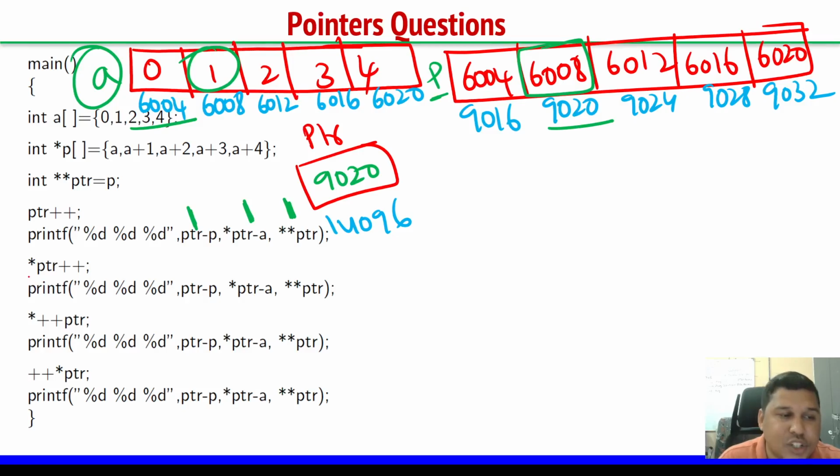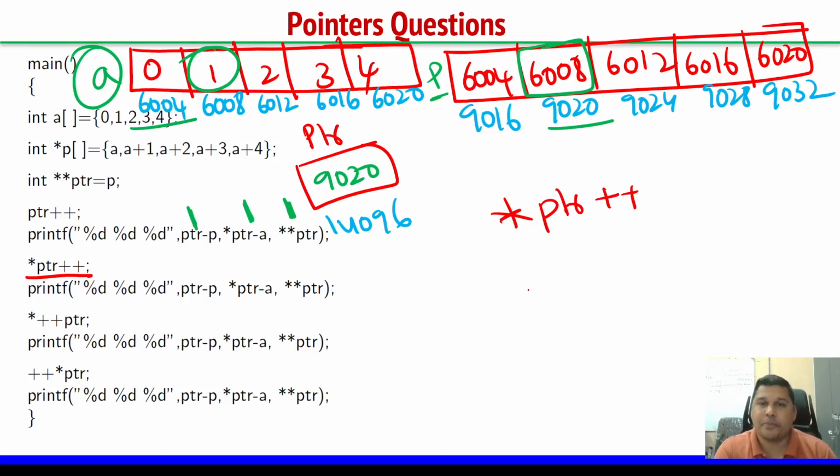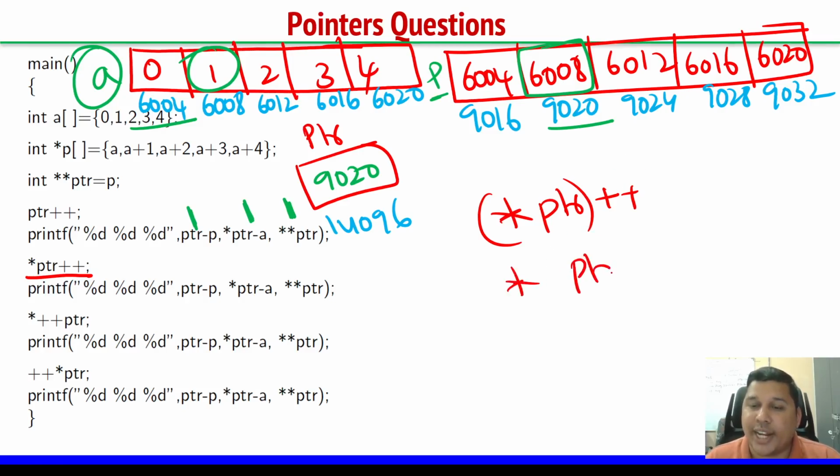Now let's go to the next statement, star PTR plus plus. The challenge here is, which operator should I do first? Can you make a guess? Should I do star PTR first and then apply plus plus, or should I find out PTR plus plus first and then apply star to that? Which one? First PTR plus plus?